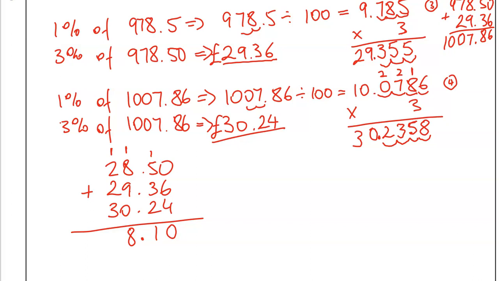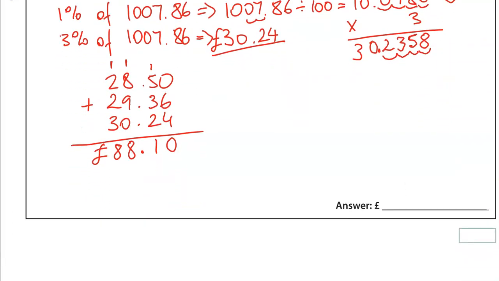1 and 2 is 3, and the 2 is 5, and the 3 is 8. So £88 and 10 pence is the final answer.